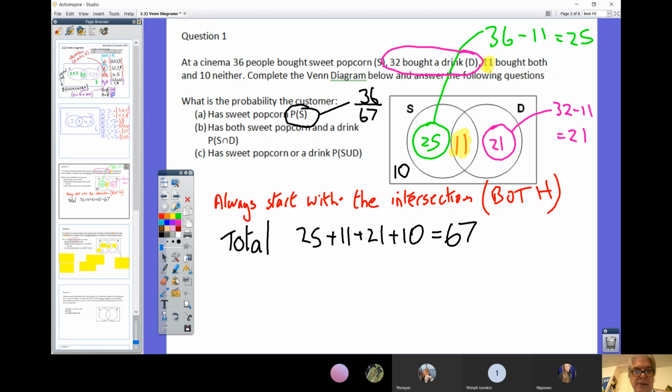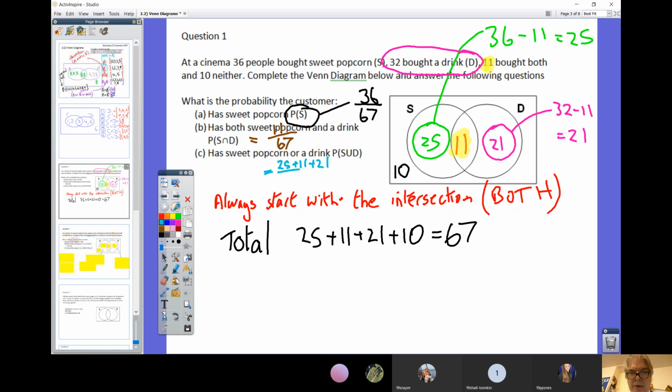How am I going to work out how many people had popcorn and a drink? What's the probability that I pick somebody who had both? How many people had both? 11, out of how many who went to the cinema? 67. Good. And how am I going to work out how many had popcorn or a drink or both, as a fraction? Yes, Henry. What you do is you add the people who bought popcorn and the people who bought drinks together.